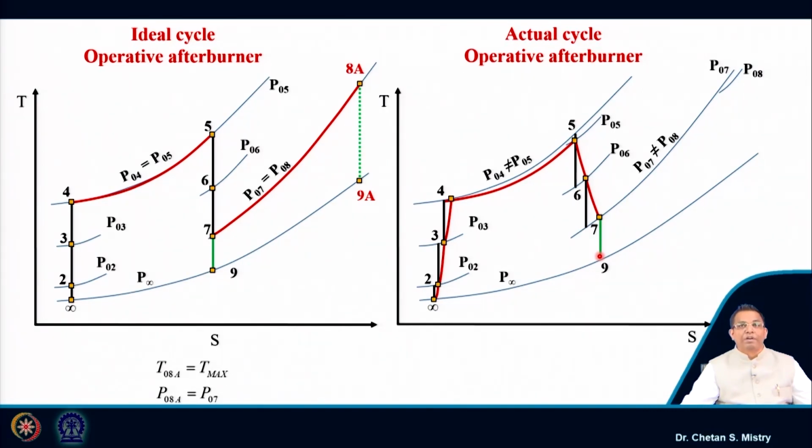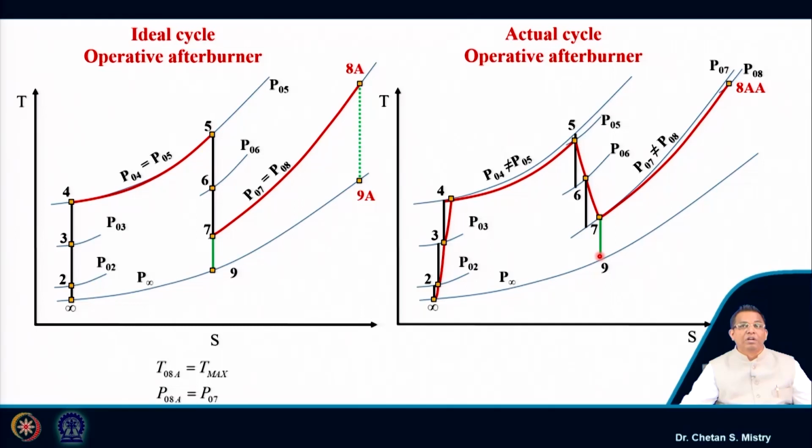The afterburner we can understand as a device where we will be having a lot of losses in terms of friction and total pressure loss, and that is the reason why my pressure will not remain constant within the afterburner. So, my exit pressure from the afterburner will not be P07, but it will be P08. This is what represents the actual process happening inside the afterburner.